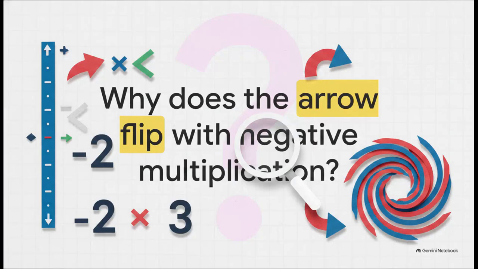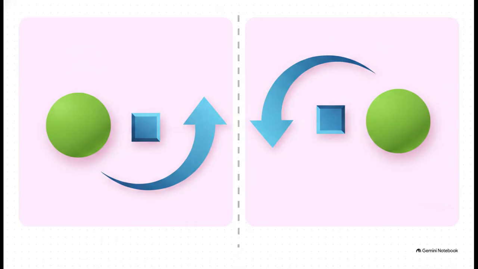Now, here's a question that brings up probably the most frequently forgotten rule in all of algebra. Why exactly does the inequality arrow flip around when we multiply both sides by a negative number? Let's solve this little mystery visually. And here is the brilliant why. If we start with 5 is greater than 3, and we multiply by a positive 2, we get 10 is greater than 6. The arrow stays exactly the same.